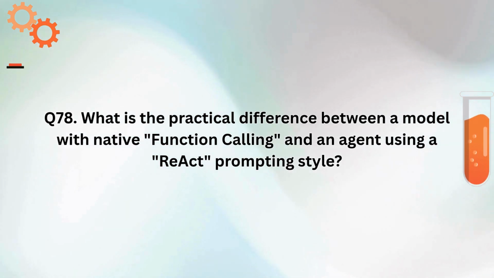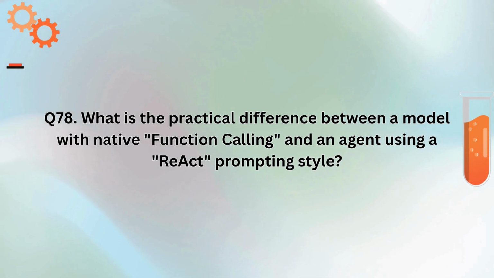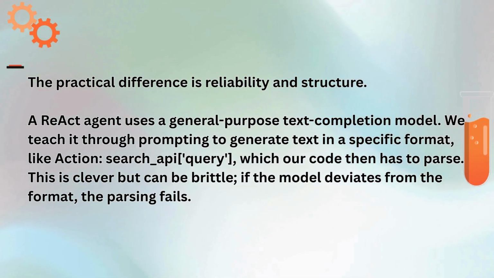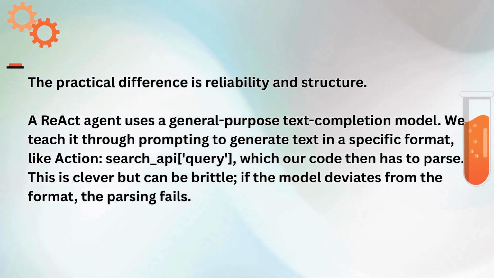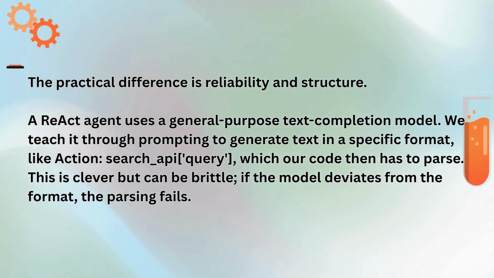What is the practical difference between a model with native function calling and an agent using a ReAct prompting style? The practical difference is reliability and structure. A ReAct agent uses a general-purpose text completion model. We teach it through prompting to generate text in a specific format, like action: search_web, API query, which our code then has to parse.